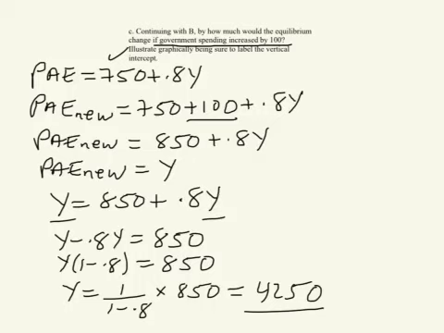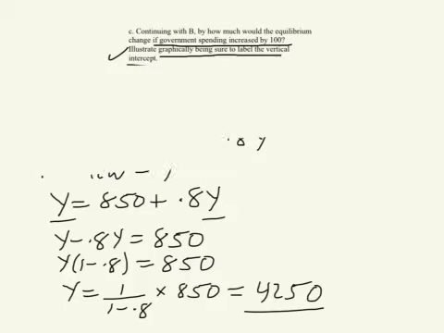Now you're asked to graph it and label the vertical intercept, and that's what we're going to do next. So I'm going to erase some of this stuff. So let's get rid of this, give myself some room to work.